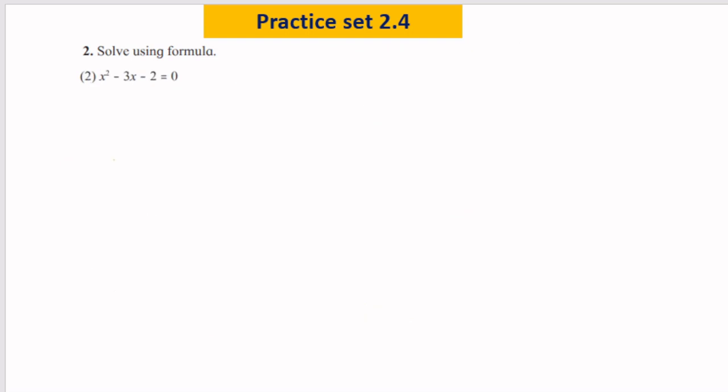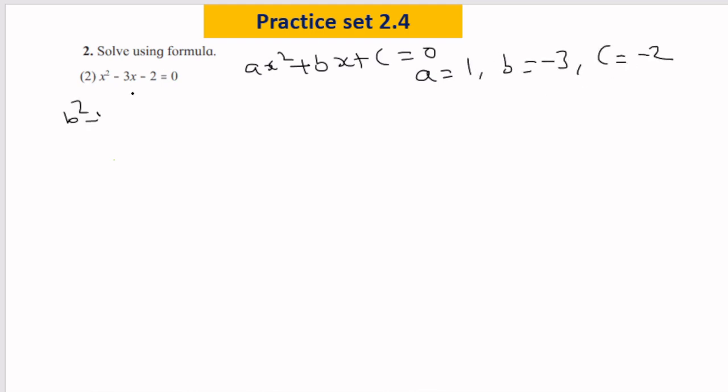It says x square minus 3x minus 2. In the last question I explained everything. Now we'll proceed immediately and compare this equation with what? With the general equation. After comparing the equation with the general one, let me write it once again, so as not to get confused: ax square plus bx plus c equal to 0. So after comparing, you'll get a is equal to 1, b is equal to minus 3, and c is equal to minus 2. Substitute the values in the formula.